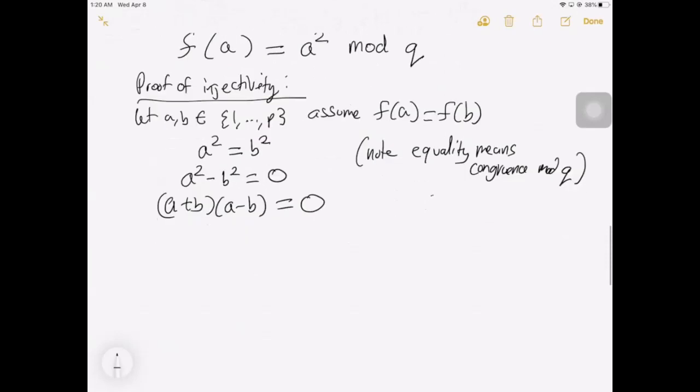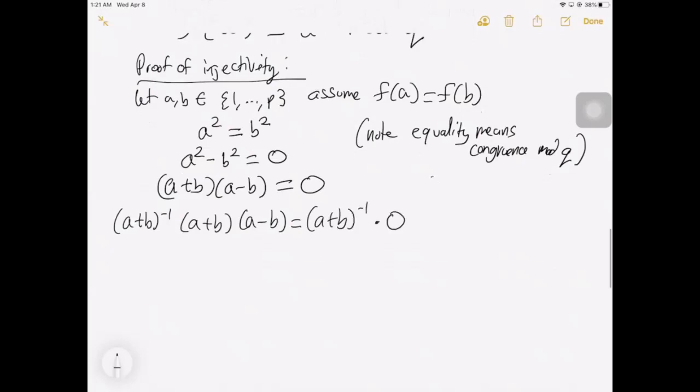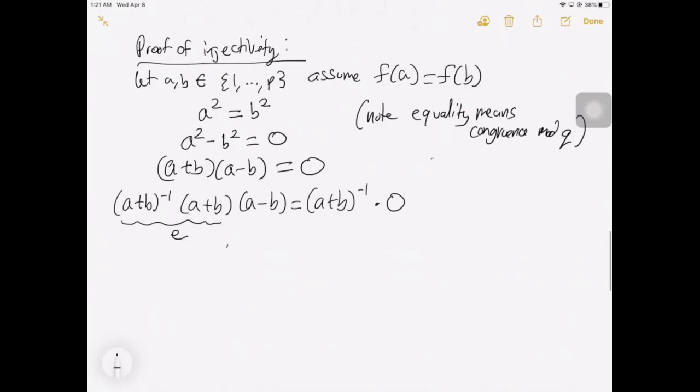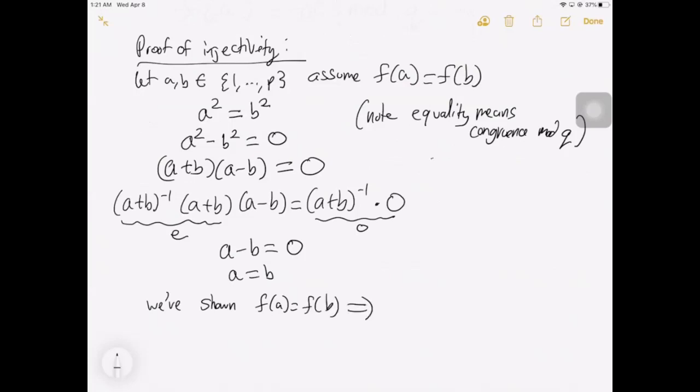A squared minus B squared is equal to 0, and this is the same thing as A plus B times A minus B is equal to 0. Now we can multiply on either side by A plus B inverse, A plus B inverse times 0, and we can notice that this cancels out and gives us an E. So basically what we have here is A minus B is equal to 0, which gives us A is equal to B. So we've shown that f of A equals f of B implies A is equal to B.